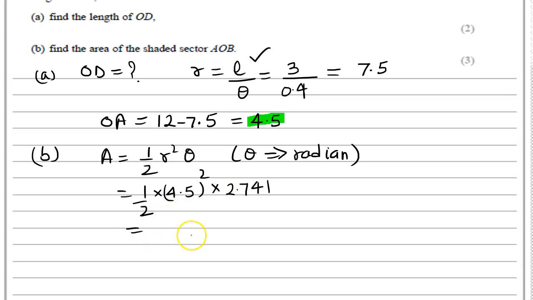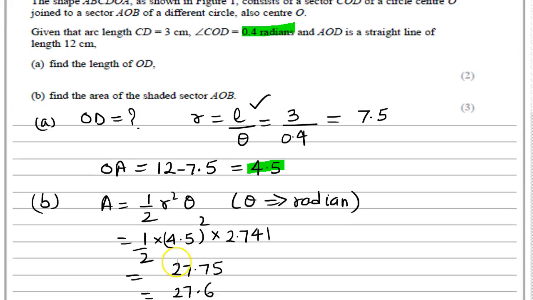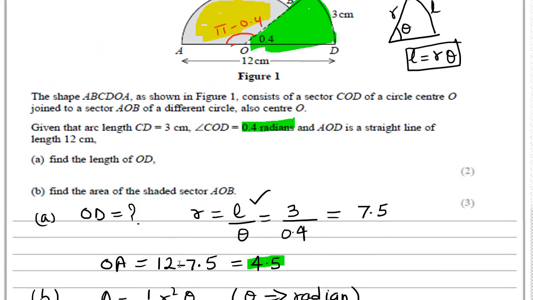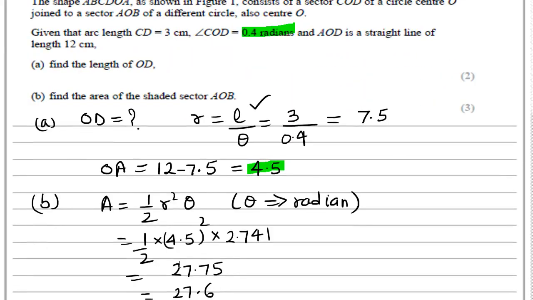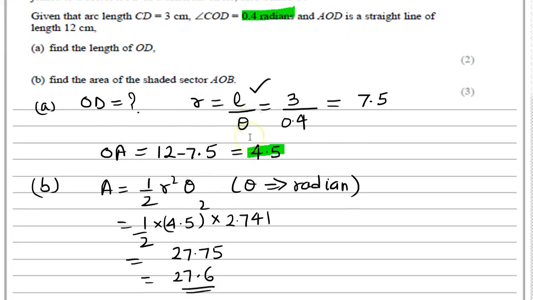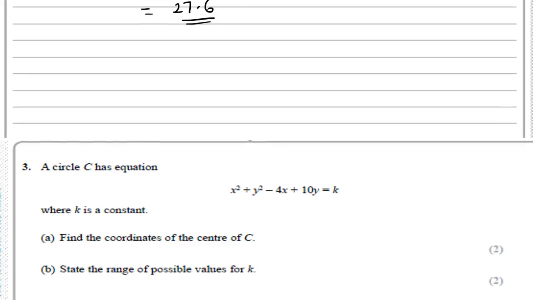Okay, let me put all this value in a calculator, and then it comes 27.75, and if you can round it off, then you can write down 27.6. So you can put the unit accordingly, 27.6. So area is 27.6. This is your A part and B part, 2 marks for the first part and 3 marks for the second part. Let's go for another question.